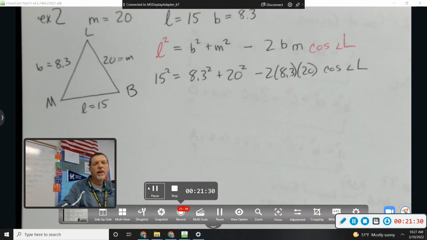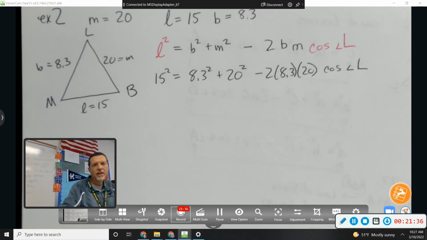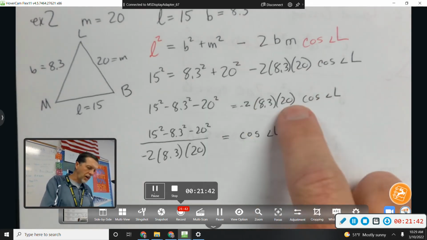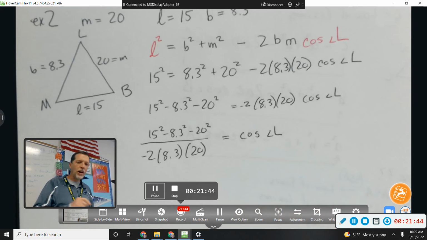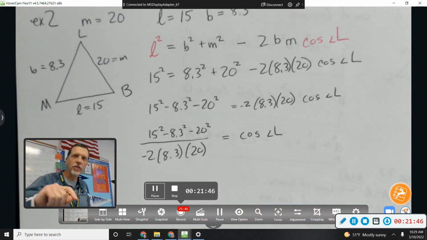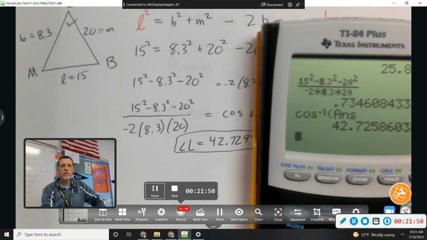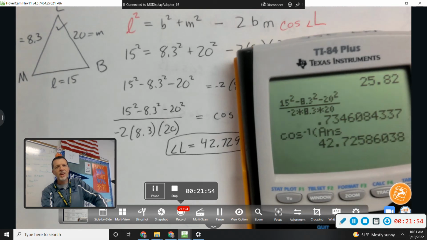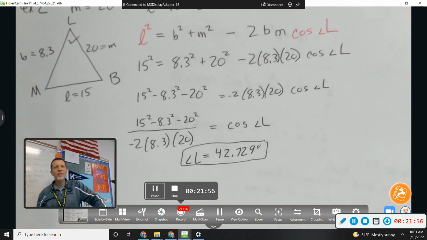Algebra, algebra, algebra. I'm going to press pause and see if you can algebra your way to what angle L equals. So hopefully you can subtract over some things, divide by some things, and then it's calculator time. So now see if you can get it all in the calculator the right way. Type it in carefully. Inverse cosine, 42.729. That's one angle that we've found.